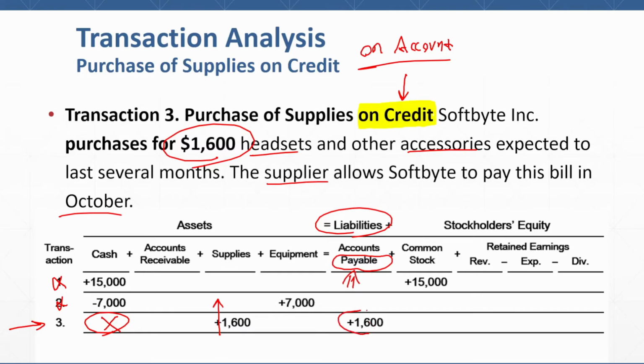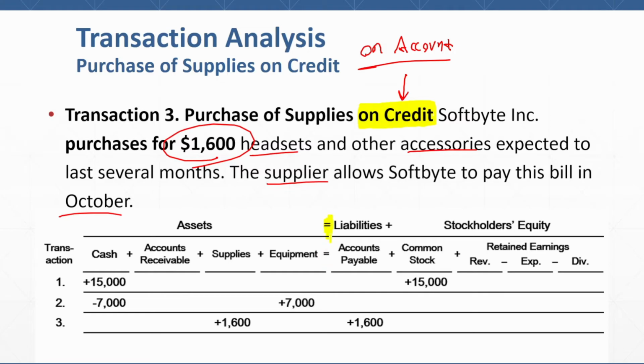So we record that we have to pay in the future $1,600. So the pattern I was talking about was the fact that every single transaction, as you see, let me clear the screen. As you can see, every single transaction keeps the accounting equation in balance.